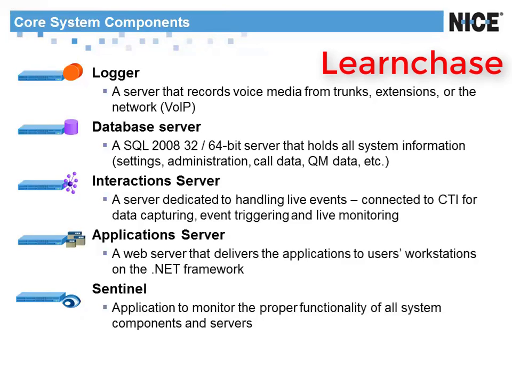Then we have an application server. This is actually a web server that delivers the application to the user's workstation. For example, a supervisor needs a GUI to search the call and to analyze agent performance. All those things are done by the application server. So the core system components are logger, database server, interaction server, and application server.